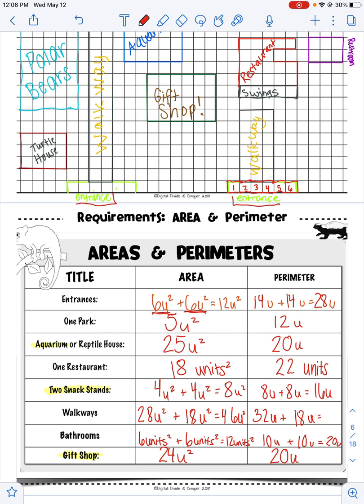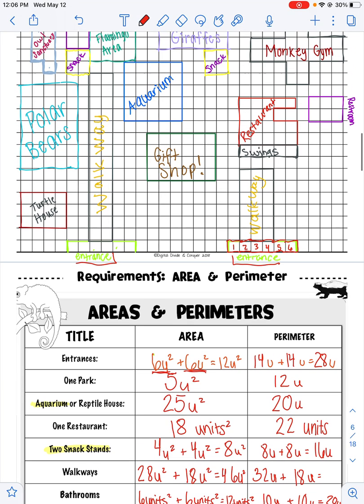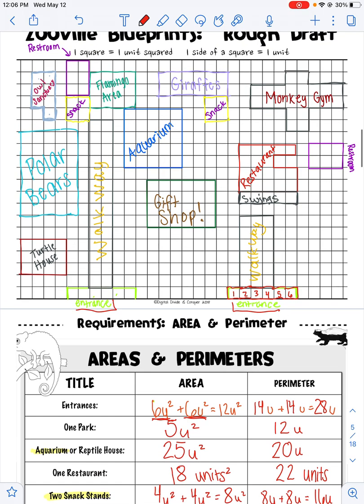Yours are probably different because I let you choose the first half of them yesterday and do the rest of them today. So make sure you have your last 3 or 4 items on your blueprints and make sure that you have labeled them. So I labeled it gift shop, aquarium, and then it said 2 snack stands, so I did 2 snack stands.